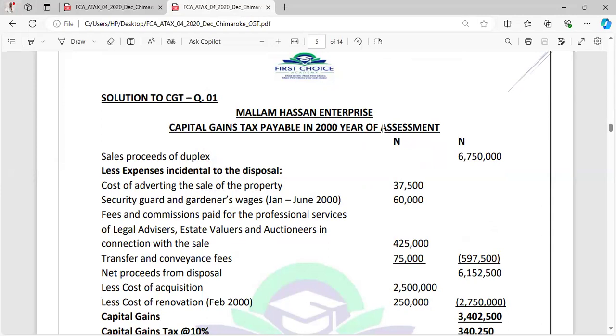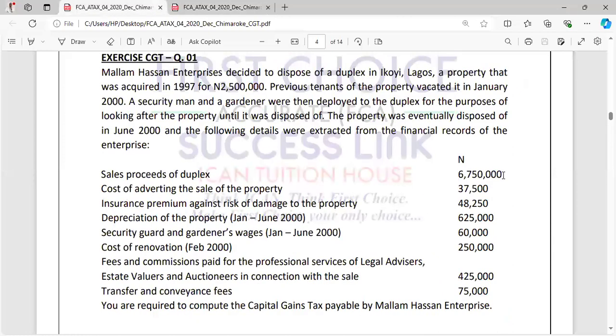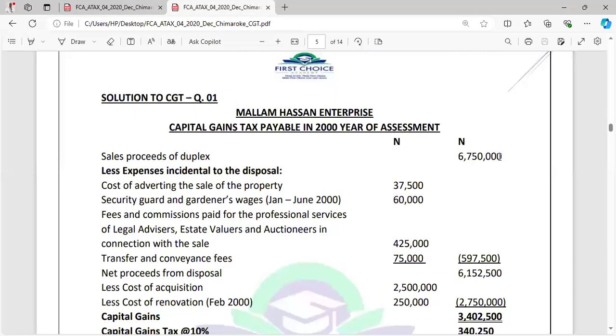Remember the formula we gave? We said that you first of all bring the sales proceed from the duplex. We sold it for 6,750,000. That is how much we sold the assets. And now we are bringing it here. 6,750,000 is the sales proceed or the cash received from disposal. Then we need to deduct expenses incidental to the disposal.